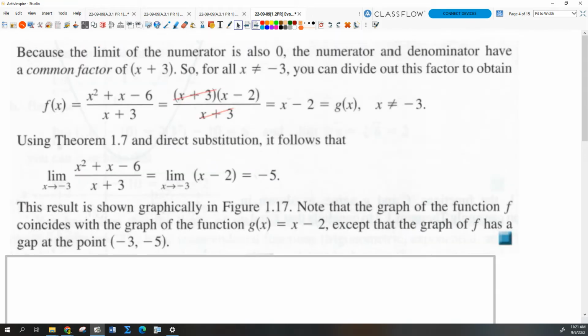So in this case, it'd be simple. We just factor that quadratic expression on the top and we cancel the x plus 3's. And algebraically then, we're trading our original function, this rational function, for a new function, which we could call g of x, which is x minus 2, which allows us to take the limit.